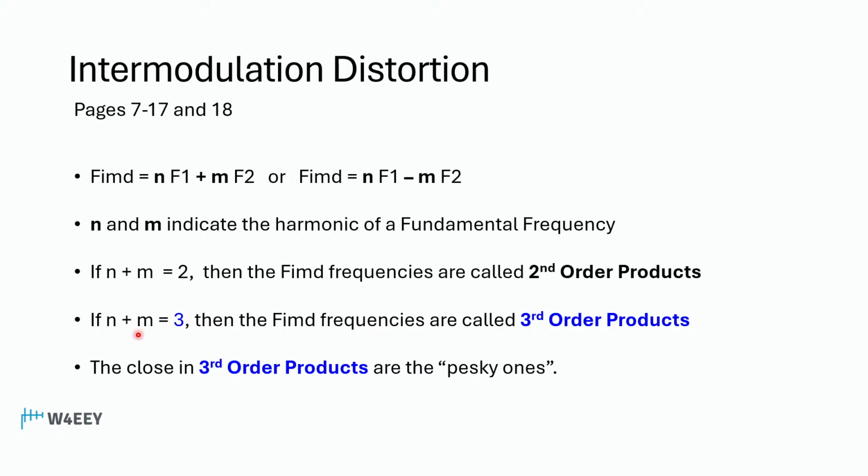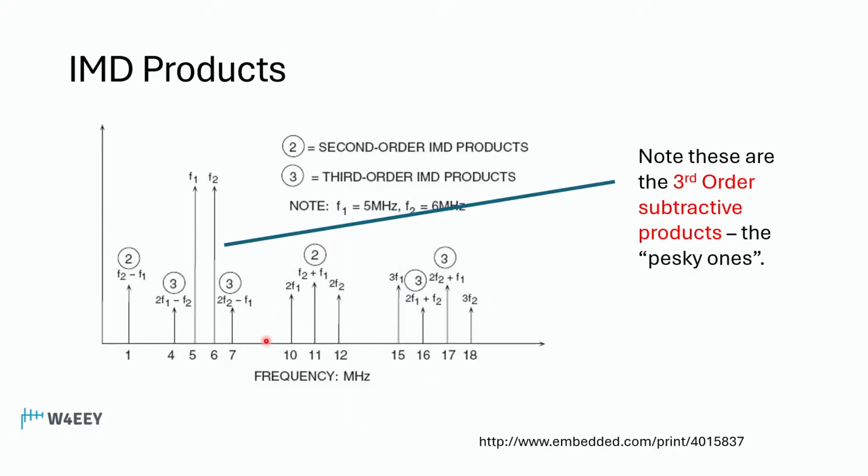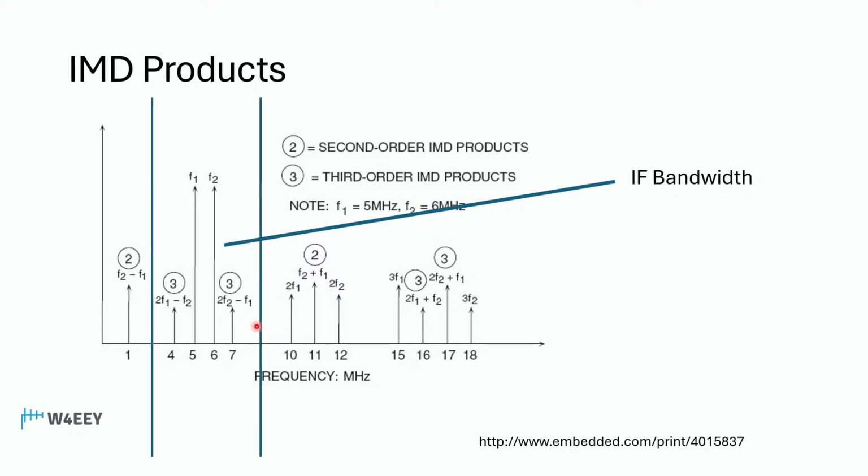And here's the thing. Third order products are what I call the pesky ones. They're closer in to the fundamental frequencies. Here's frequency 1, here's frequency 2. If they intermod, if they generate problems, the third order products are closer in, and in fact the subtractive third order products right here are going to be very close to the fundamental frequencies. So that's why we always say third order products are the ones we have to be concerned about, because they could be within our IF passband. So third order subtractive products are the ones that we need to be worried about.